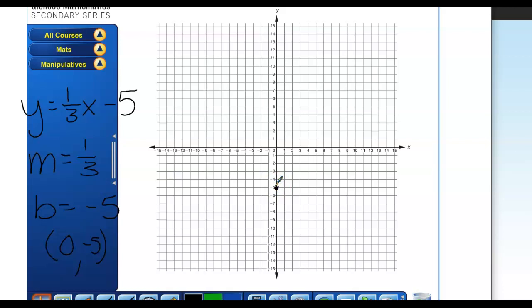My slope, rise over run. How many do I rise, Layton? I go up 1, and then how many do I run? 3. 1, 2, 3. Put a point. How many do I rise? 1. And then I go over? 3.